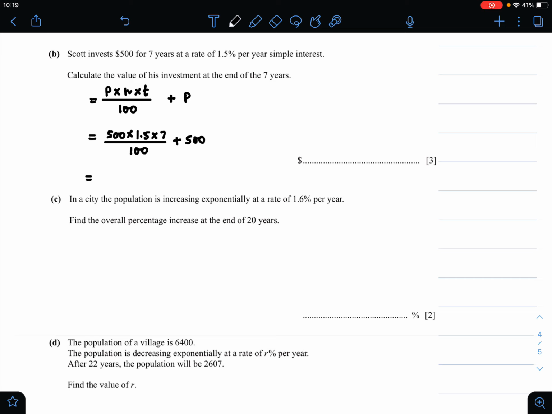Now all we need to do is input this in the calculator. So 500 multiplied by 1.5 multiplied by 7 is equal to 5250, divided by 100 is equal to 52.5, plus 500 is equal to 552.5. Therefore, the investment after 7 years would be equal to $552.5. That would be your final answer for part B of this question, that is $552.5.